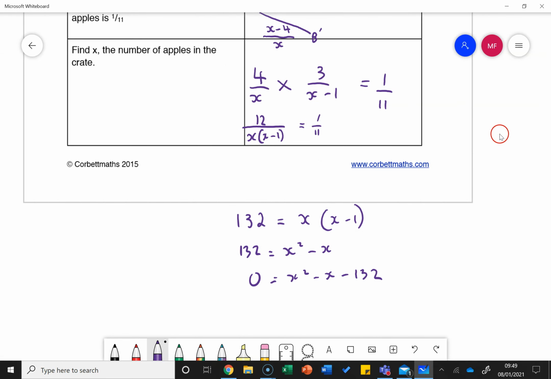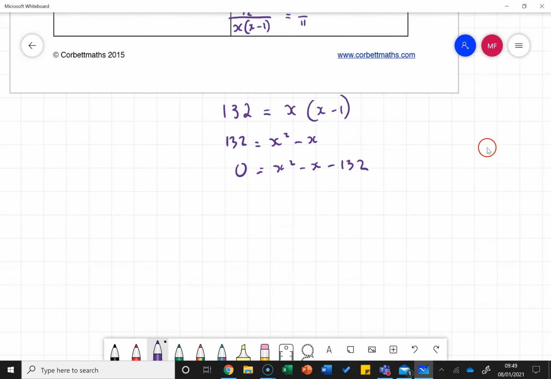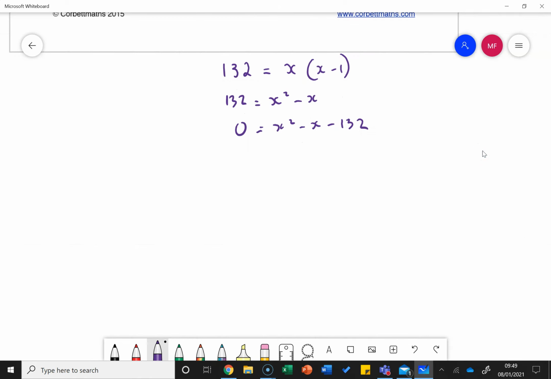Now what's the next bit? Find x, the number of apples in the crate. Well, unsurprisingly, we're being asked to solve this. Okay, that was always going to happen.